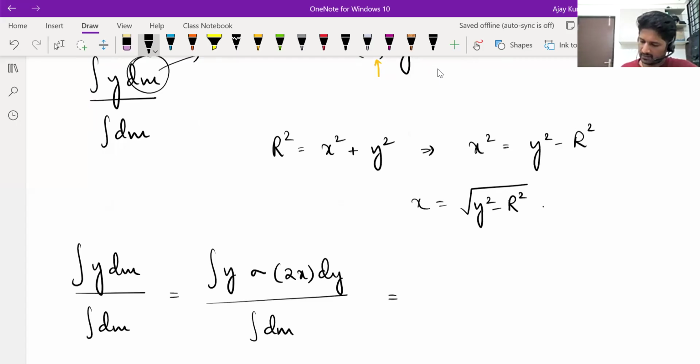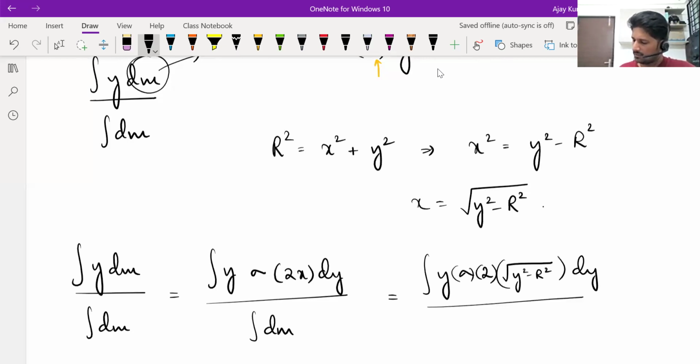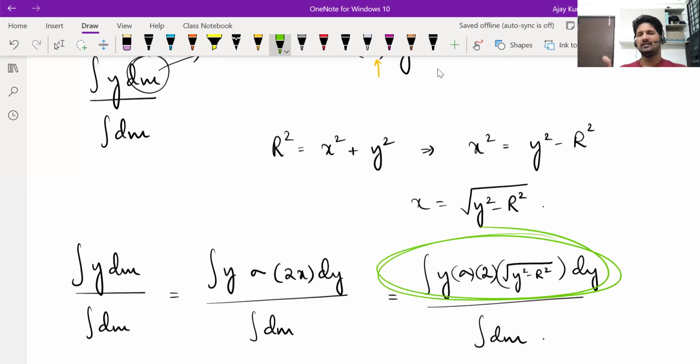Let it be. Now, sigma is a constant, 2 is a constant, let it be. x is written as under root y square minus r square, and you are left with dy, divided by integral dm. Now the entire integral is in terms of y in the numerator, as you can see. 2, sigma, the radius r, these are all constants. The only variable is y. So now we have expressed it completely in terms of y, but integrating this is a challenge now. Simple integrals, integral x power n dx or integral y power n dy, we could have done. But this looks complicated.